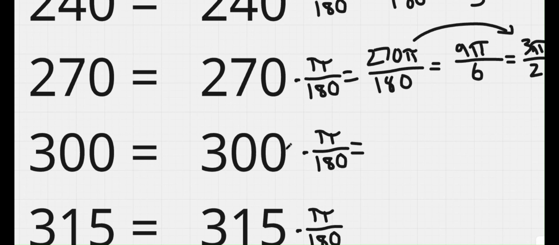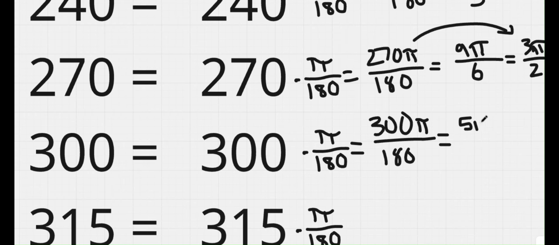300 degrees converted to radians is 300 pi over 180. Which can be reduced by finding the greatest common factor. In this instance, the greatest common factor is 60. 60 goes into 300 5 times. So it's going to be 5 pi. 60 goes into 180 3 times.